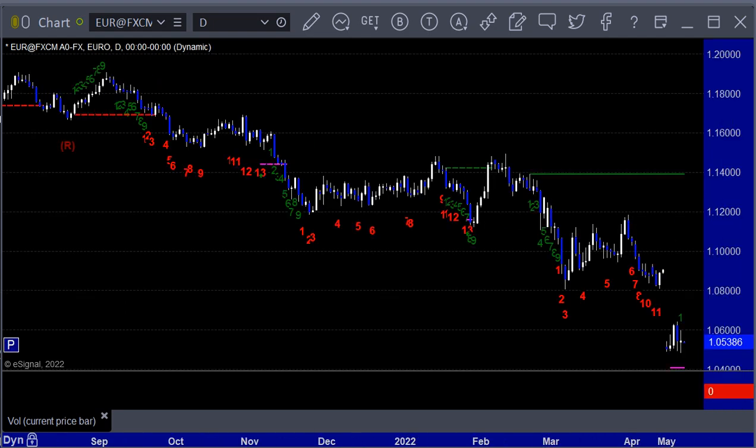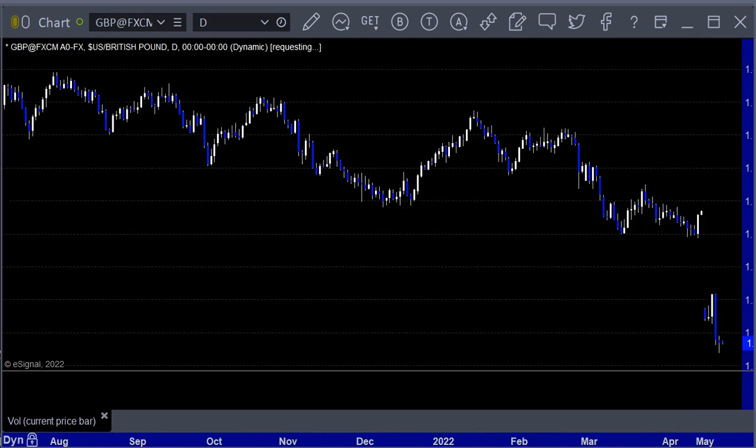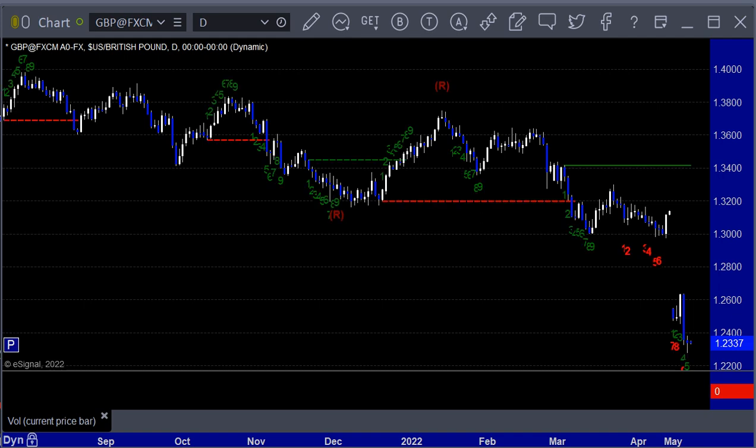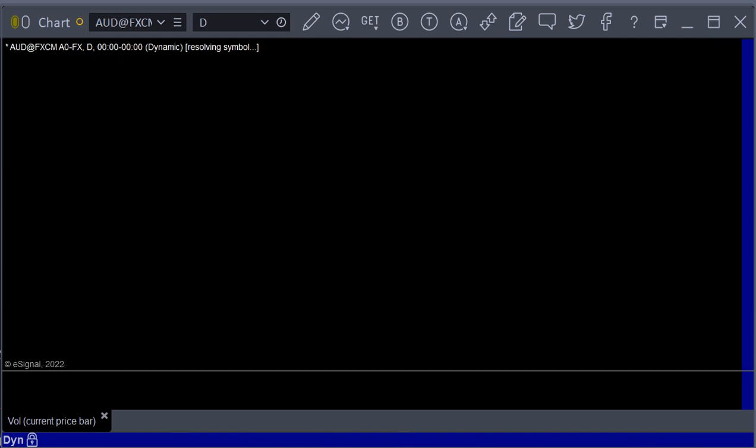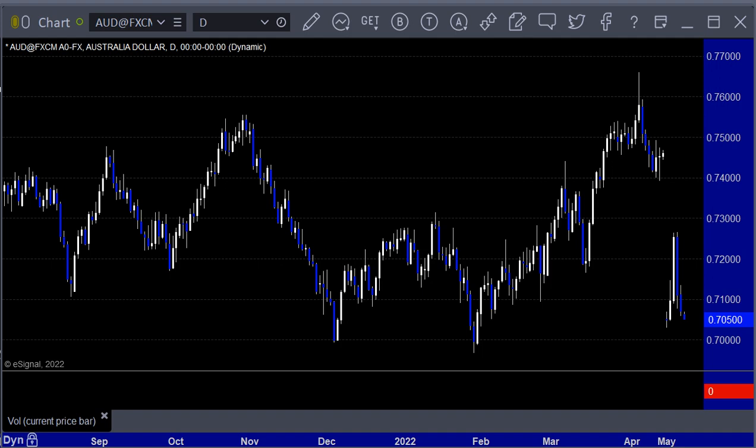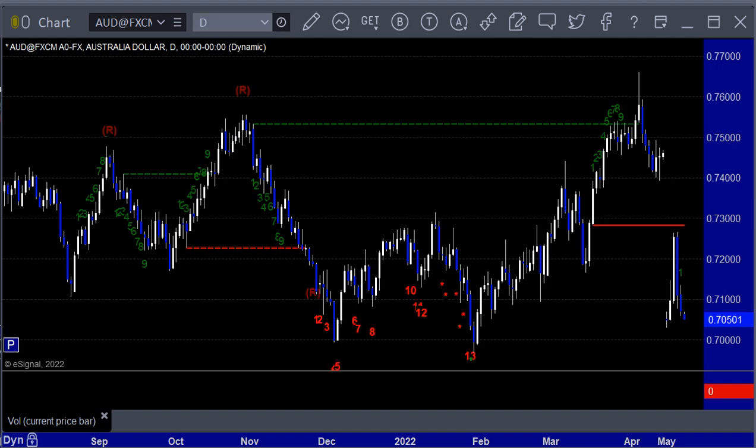So the euro dollar at lows, not surprising there either. There's a gap here on the chart only because the FXCM data died for a couple of weeks with the signal. There's pound dollar also at lows. Aussie dollar, not at lows, but not looking great either. So it is what it is.